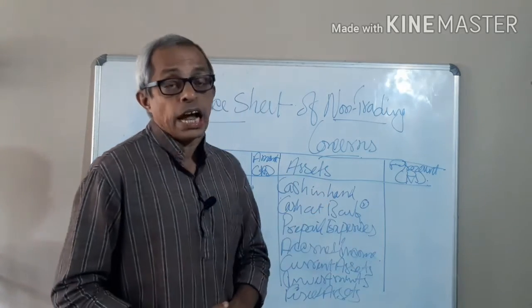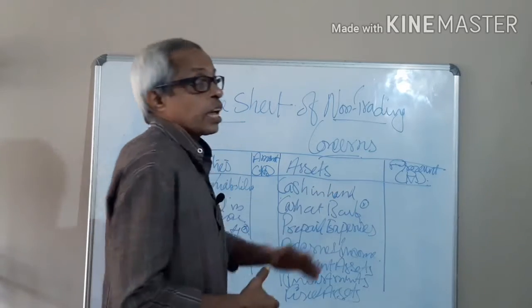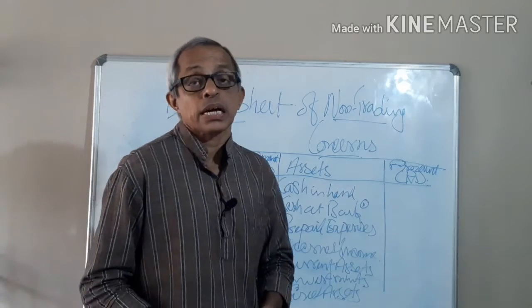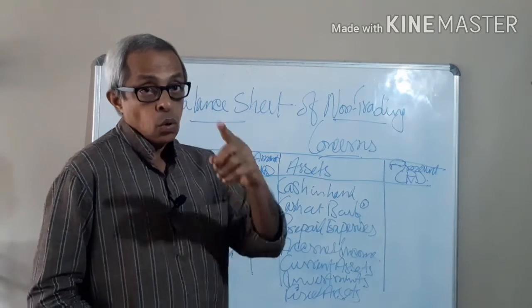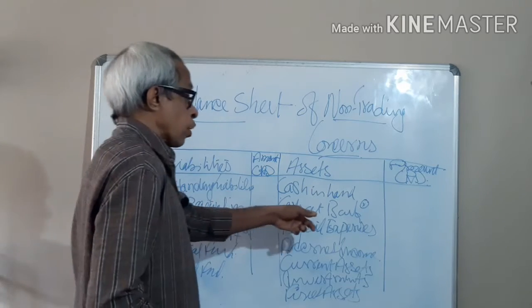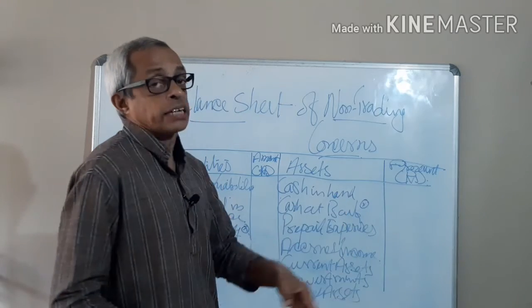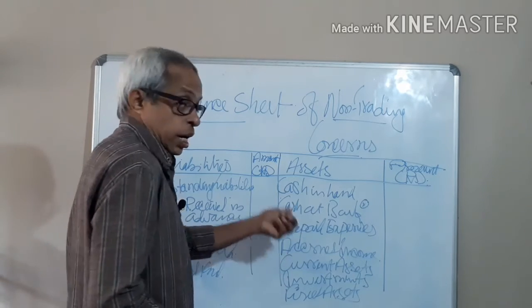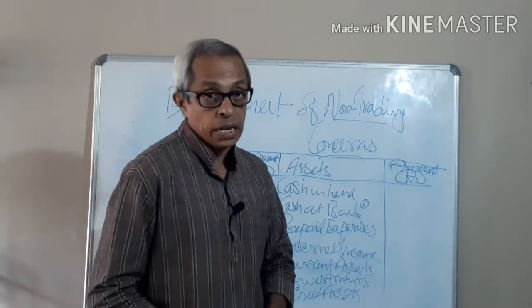And the next is how the asset side is written. The asset side of the non-trading concern is written by showing the first item as cash in hand, and the next is cash at bank. One thing to be remembered is that when there is bank overdraft, there will not be cash at bank. When there is a balance of cash at bank, there will not be bank overdraft. That is, only either cash at bank or bank overdraft will be there.